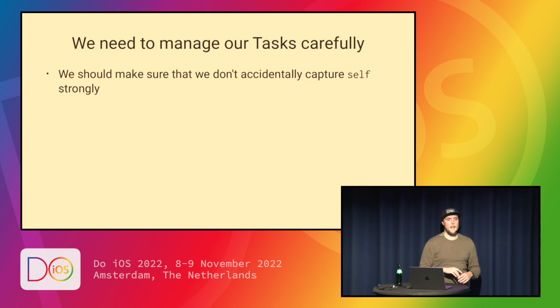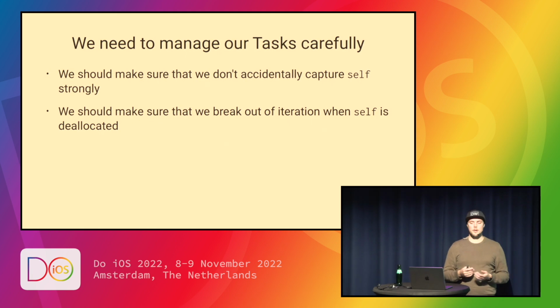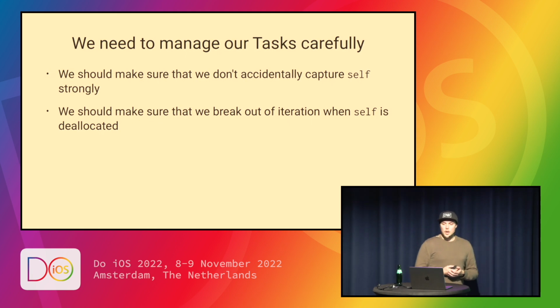Your code works fine. And you are maybe thinking to yourself, this is fantastic, it works, except you have a memory leak. And also we should make sure that we break out of our iteration whenever self is gone. Right? We should cancel our task. We should make sure that our task has an ending point. So how can we do that?